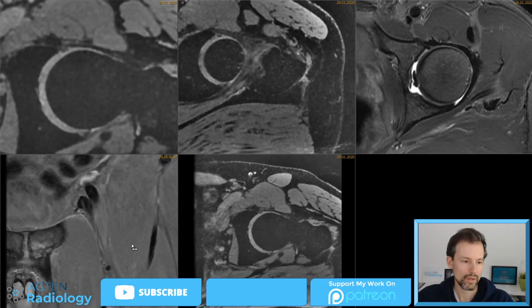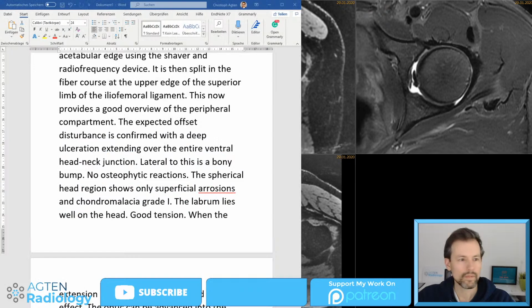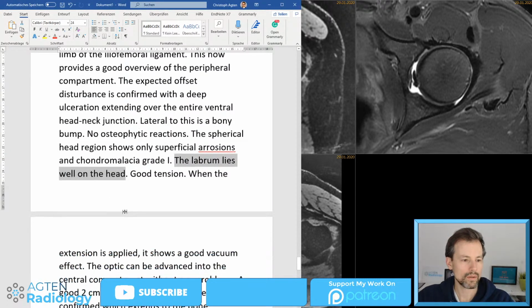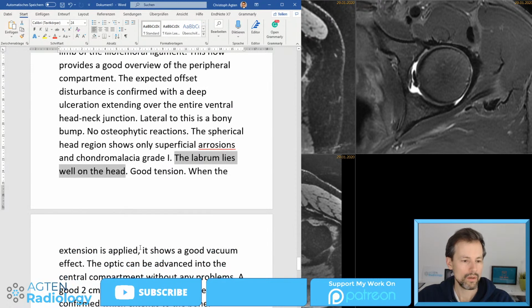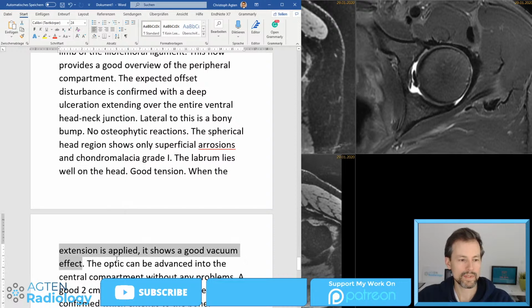Okay, he's got some stuff going on there as well. Anyways, going back to the report here, what else did they see? The labrum lies well, good tension. When extension is applied, it shows good vacuum effect. So they pull on the leg and the labrum keeps the head in place. It is this kind of vacuum effect. So basically it has still preserved its function.